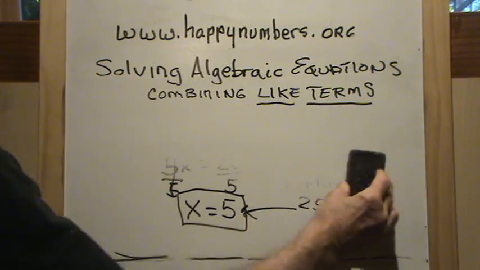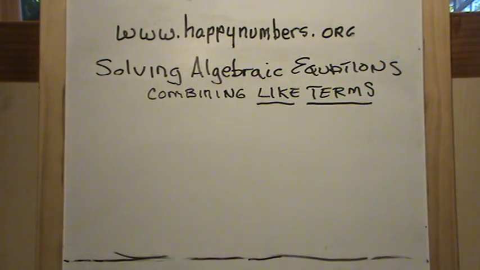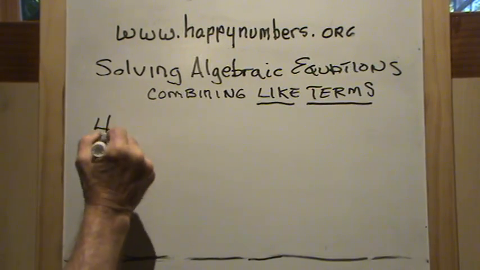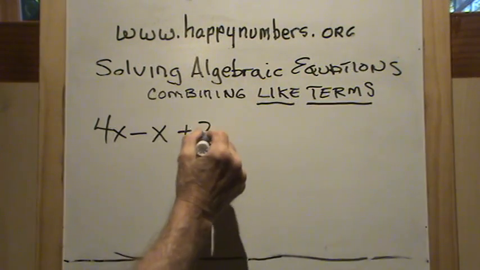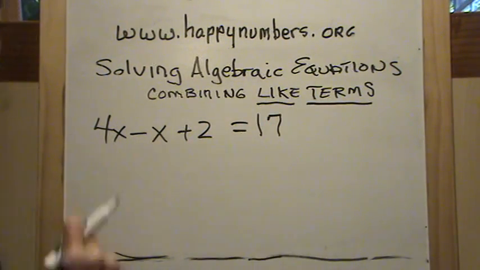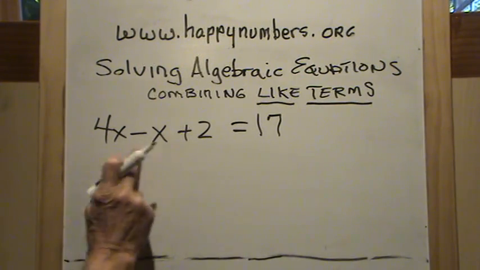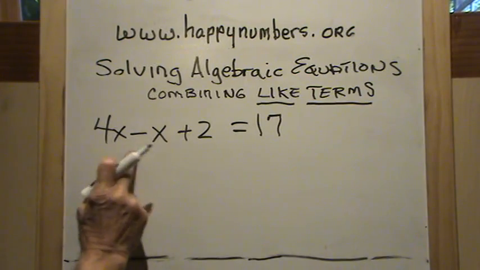Take a look at another problem. This is a fairly simple concept. Let's take a look at this one. 4x minus x plus 2 equals 17. Well, first off, we say, okay, I have 2 terms here, and these 2 terms are similar. They're alike. So I can combine these.